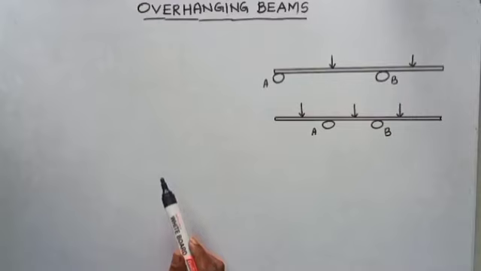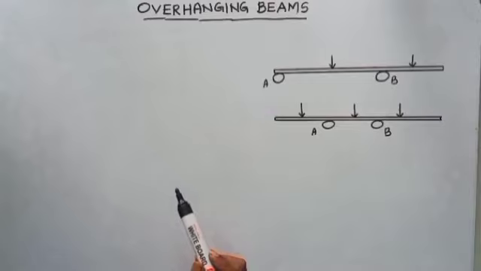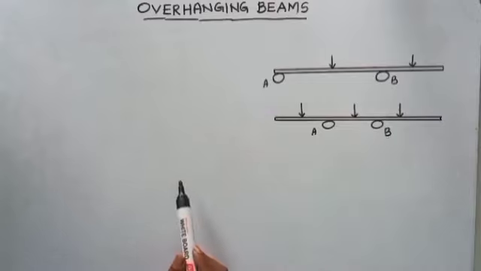As shown in the figure, the overhanging beam may be of two types. Sometimes the overhang portion may be on one side, or the overhang portion may be on both sides. These are the two types. Now, another important matter in connection with the overhanging beam is the point of contraflexure.